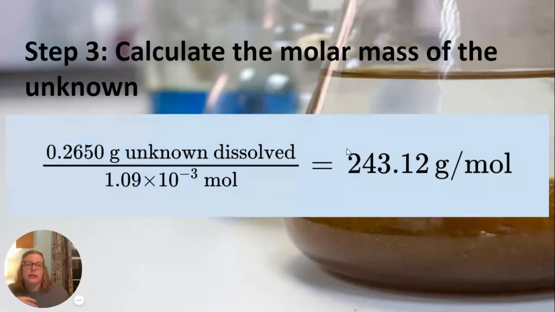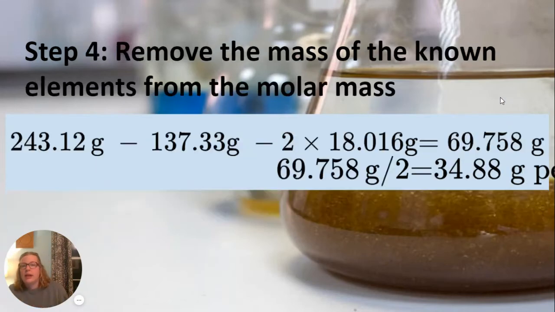And what this tells me is that my unknown compound weighed 243.12 grams per mole, roughly. Okay, so this is starting to give me some clues about what that mystery compound is, because I know that when all of the pieces of it, the barium, the 2 halides, and the 2 waters are in there, all together they're going to weigh 243.12 grams.